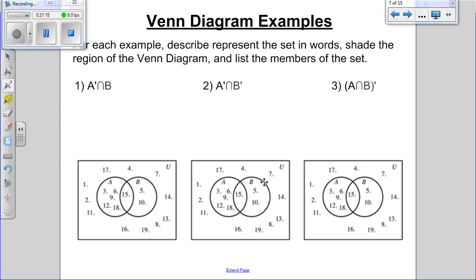All things that are not in A and are in B.